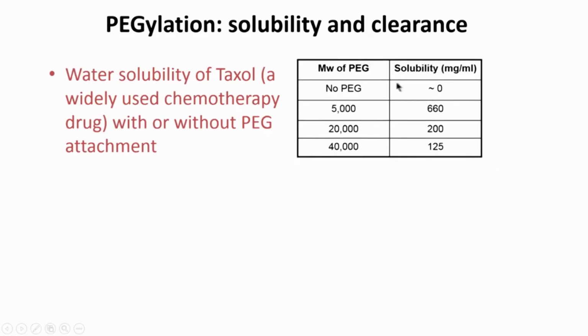So here's some more examples. Let's say Taxol, which is one of the very widely used chemotherapeutic drugs. However, Taxol is fairly hydrophobic. So the solubility without any PEG molecule is almost 0. However, if you put a 5000 Dalton PEG on it, the solubility is increased quite dramatically to 660 mg per ml, and as you go further up, the solubility starts to decrease. But all of these are still soluble at these concentrations. So the drug that was first of all not really feasible to use can now be used for this application.